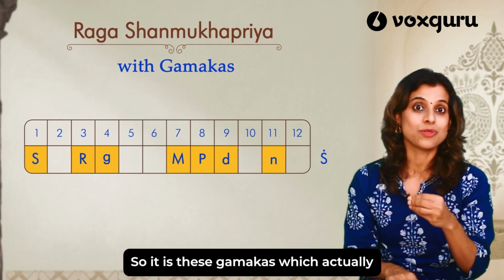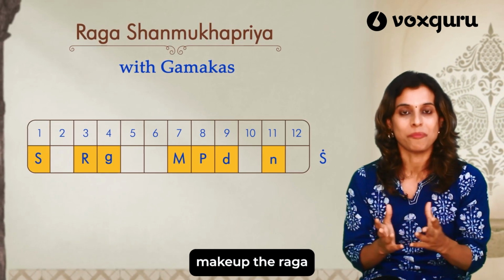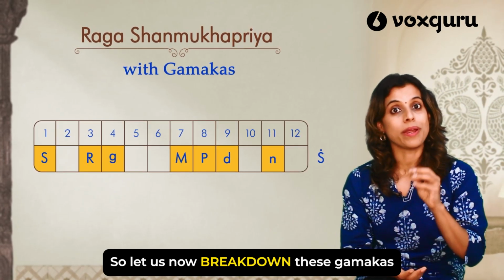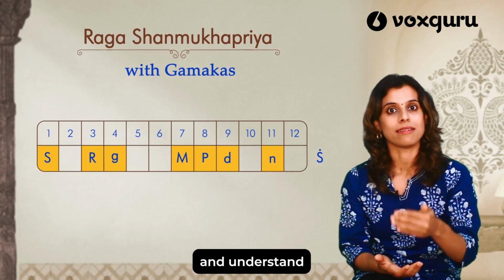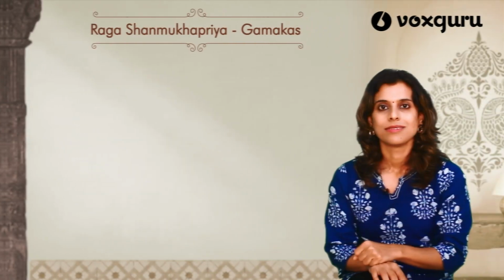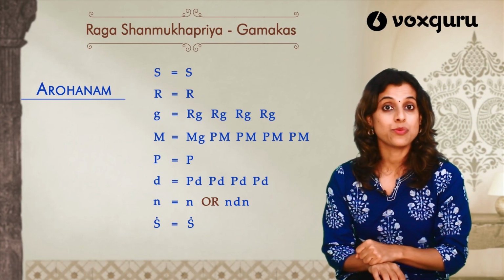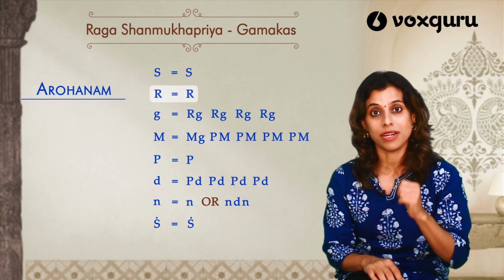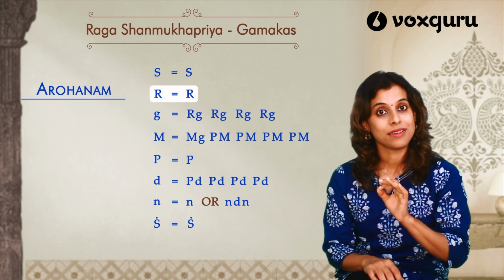So it is these gamakas which actually make up the raga. Without the gamakas, it is just a scale, right? So let us now break down these gamakas and understand what exactly is happening here. So let's start with the Arohanam. First we have sa, which is plain. Sa. Then we have ri, which is also plain.